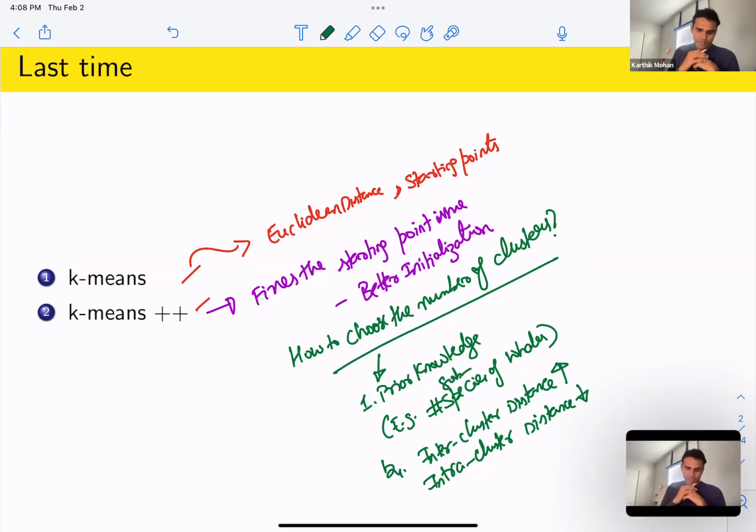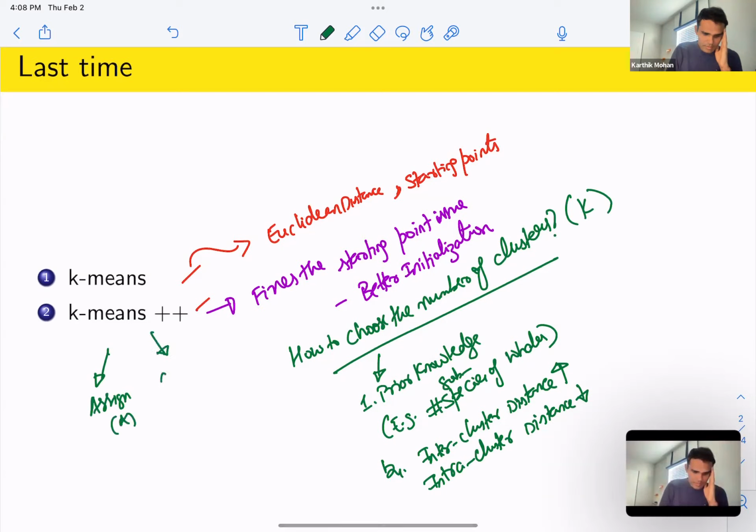But once you pick the number of clusters, K, it's also a matter of initialization. So let's say you do k-means plus plus. The only hyperparameter for k-means plus plus would be the number of clusters, because it does the initialization, and then it does the A step and the C step. We discussed the assign step, and then the centroid computation step. So A and C. And we also went into the computational complexity of doing the A step and C step last time.